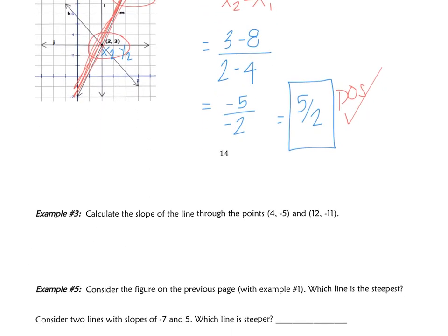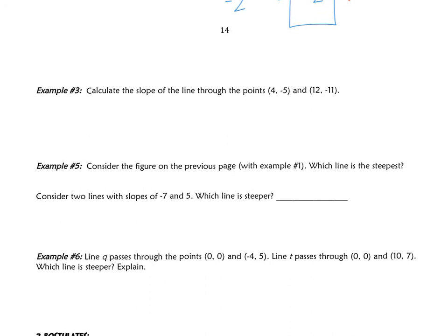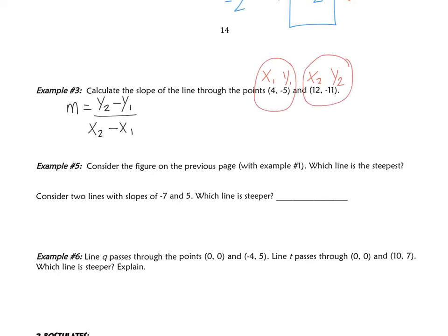Let's calculate slope again between these 2 points using our formula. Again, our formula is slope equals y2 minus y1 over x2 minus x1. Right, this is x1, y1, x2, y2. It's important that this whole point has a 1. This whole point has a 2. Keep that consistent. So it would look like negative 11 minus negative 5 over my x2 is 12 minus 4.